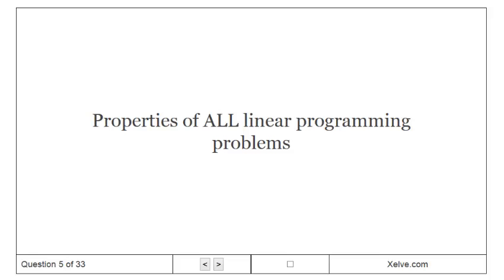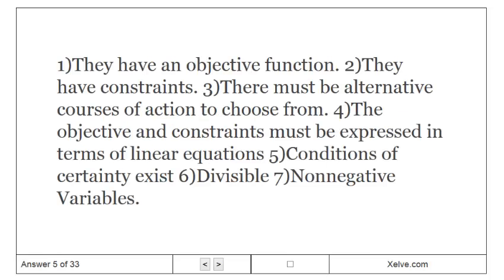Properties of all linear programming problems. 1. They have an objective function. 2. They have constraints. 3. There must be alternative courses of action to choose from. 4. The objective and constraints must be expressed in terms of linear equations. 5. Conditions of certainty exist. 6. Divisible. 7. Nonnegative variables.